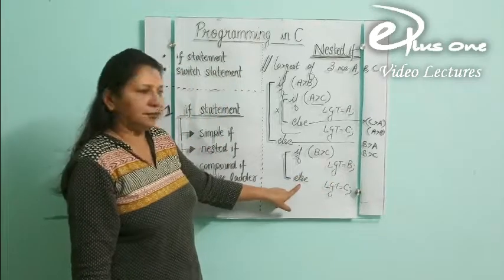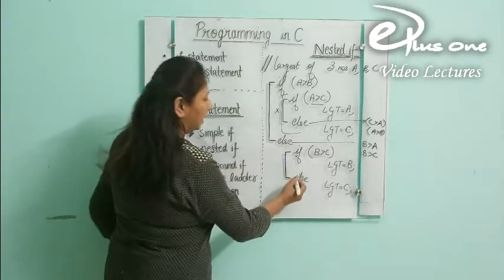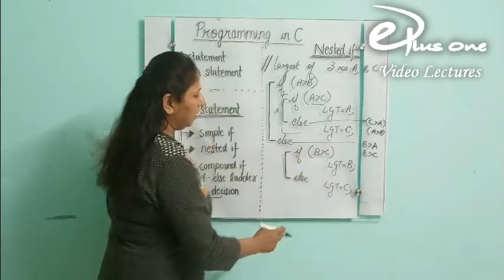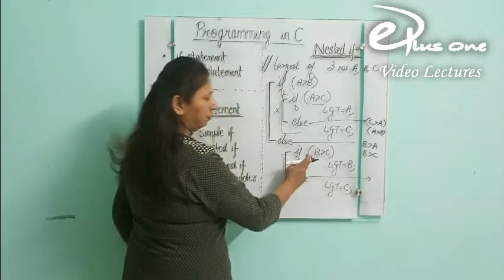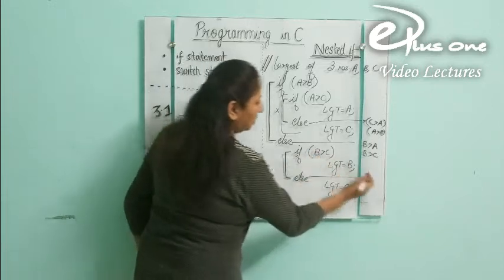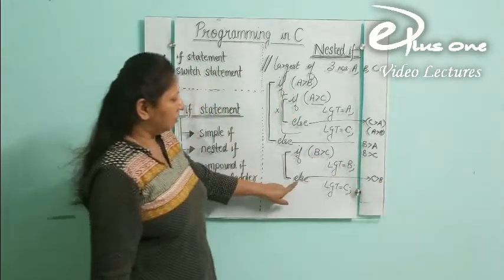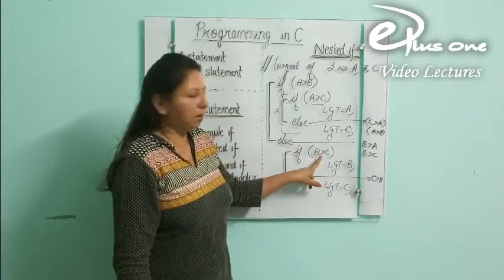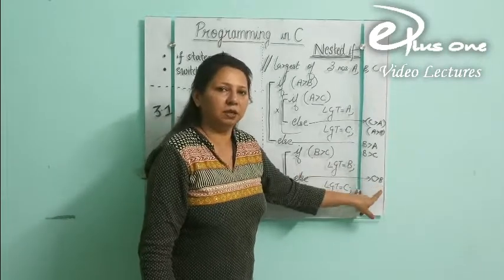Now one more else. This else is the innermost. That means, again, this else is matching with the immediate if. So when I say this else, it actually means else of this if, and else of this if means that C is greater than B. So when I say this else, this means no part of this. So B is not greater than C, so definitely C is greater than B, right?